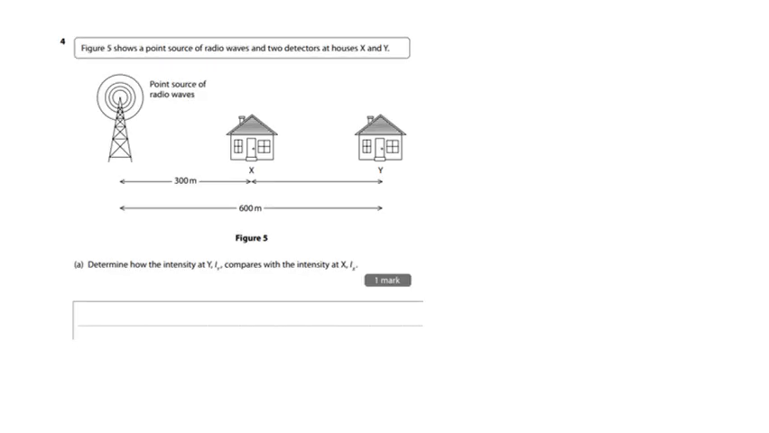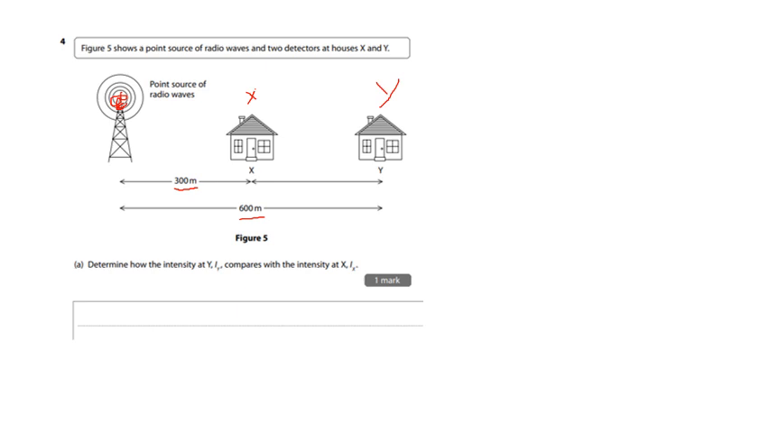Figure 5 shows a point source of radio waves and 2 detectors, houses X and Y. So we have this transmitter here which is giving off radio waves, and there's house X and there's house Y. And we look at the distances. That's 300 meters, that's 600 meters. Determine how the intensity at Y compares with the intensity at X.